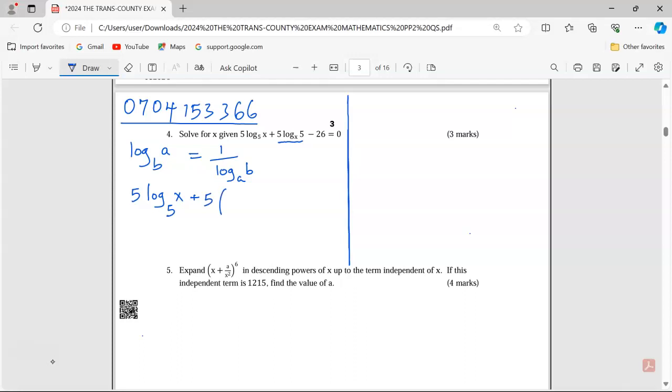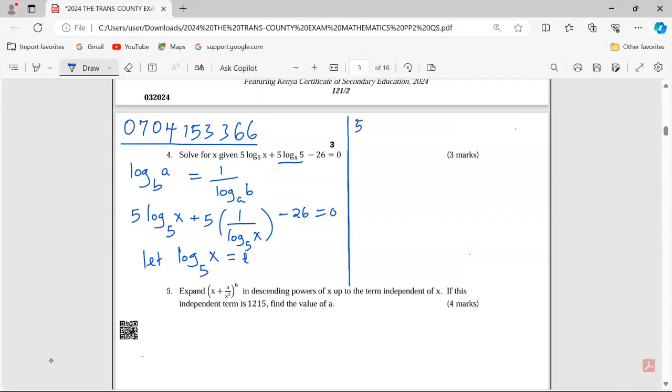Now, instead of the log of 5 to base x, I will take the reciprocal, so I change it now to the log of x to base 5 minus 26 equals 0. At this point, because the log of x to base 5 is appearing twice, I'm going to let it be a different unknown. Let's say the log of x to base 5 equals t. So when I rewrite the equation, I'll be having 5t plus 5 over t minus 26 equals 0.